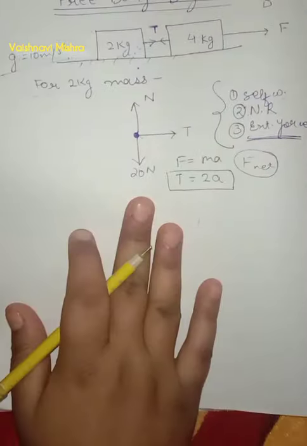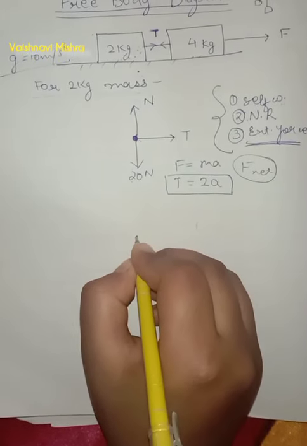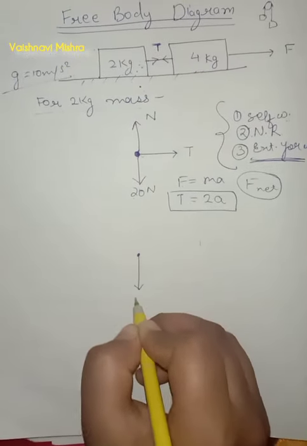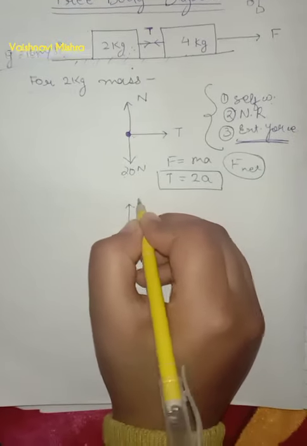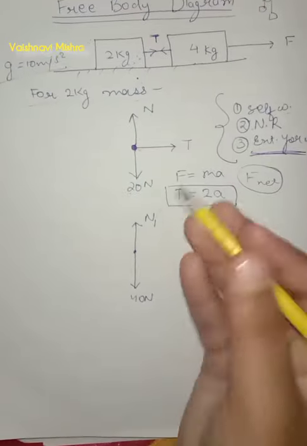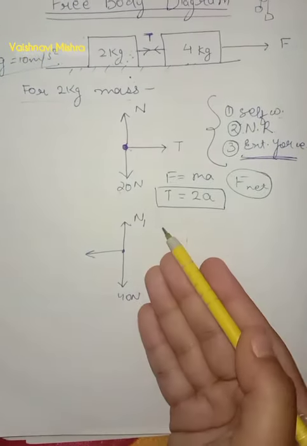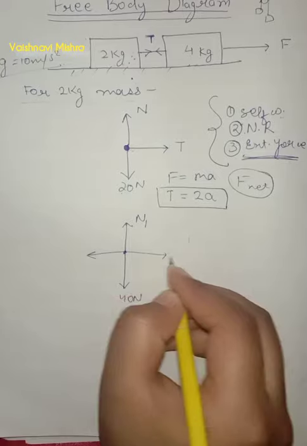Now for this body, this is the point-sized mass of this 4 kg body. 40 Newton is the self weight. This is the normal reaction N1. Earlier this was N, this is N1. This is the tension T, like this. You have to just see it and copy it. And this is the external force F.